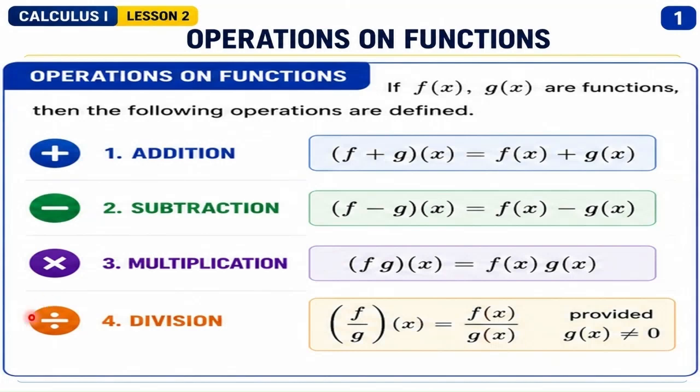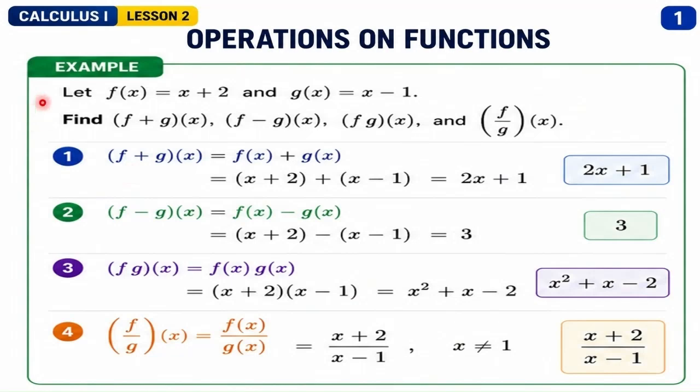Finally, we have the division of functions. f divided by g of x equals f of x divided by g of x, provided that g of x is not equal to 0. Notice the important restriction here. Whenever we divide by a function, the denominator can never be 0. Therefore, before performing division, we must always check the value of g of x and exclude any value of x that makes g of x equal to 0.